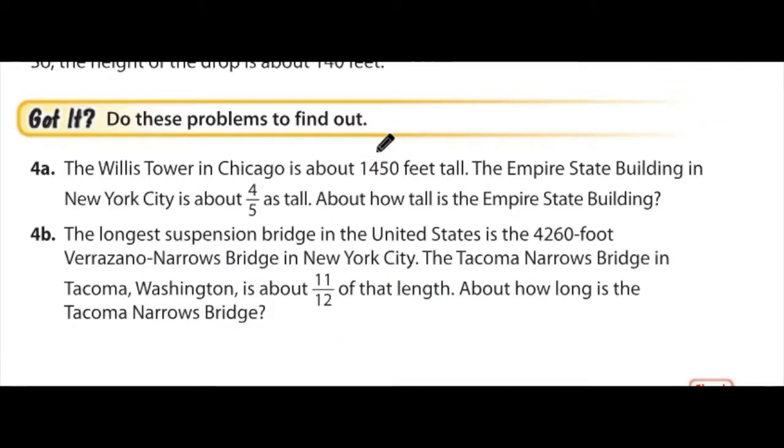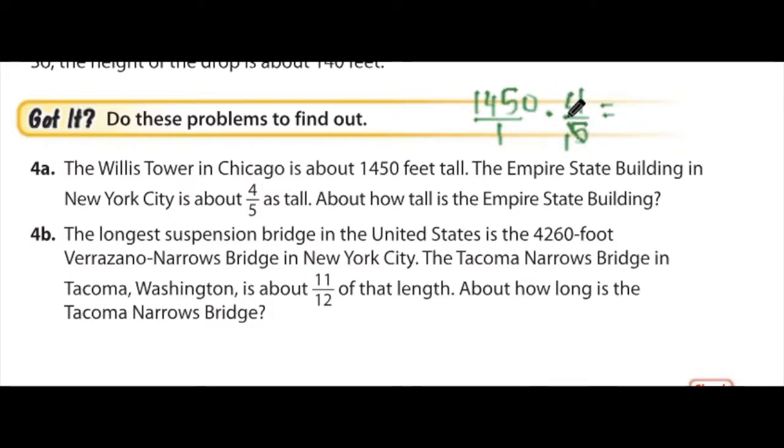For the got it problems on 4a and 4b, you will be writing a multiplication problem from the story problem. For 4a, we have the Willis Tower in Chicago that is 1,450 feet, and that will be over 1. And the Empire State Building is 4/5 as tall, so we'll multiply by 4/5. Again, you can multiply the numerators and multiply the denominators and then simplify. I am going to cross cancel here.